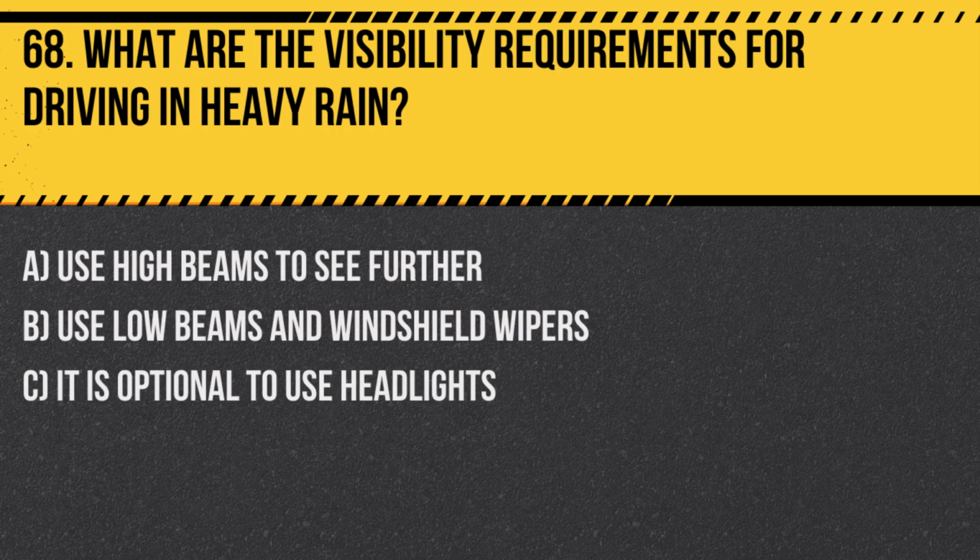Question 68. What are the visibility requirements for driving in heavy rain? A. Use high beams to see further. B. Use low beams and windshield wipers. C. It is optional to use headlights. Answer. B. Use low beams and windshield wipers. In heavy rain, low beams and wipers improve visibility and help other drivers see your vehicle.